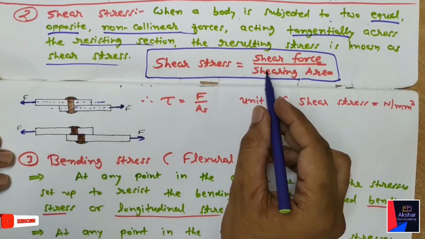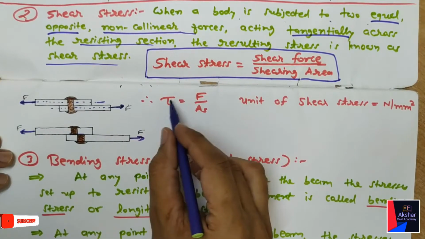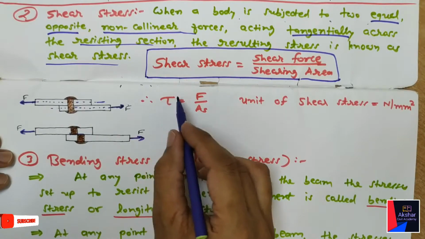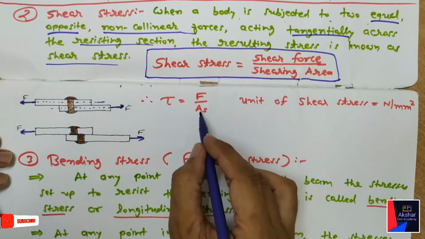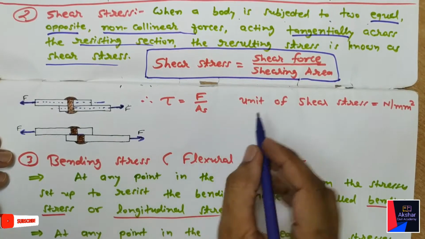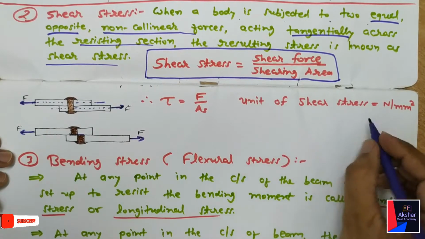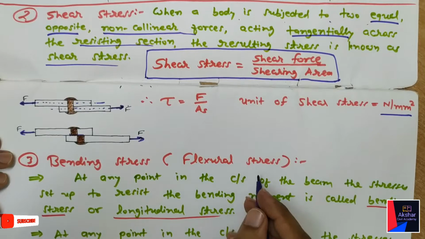So shear stress will be equal to shear force over shearing area. It is denoted by tau. So tau is equal to F upon area, which is shearing area. AS is the shearing area. Unit of shear stress will be equal to the unit of stress itself, which is Newton per mm square.